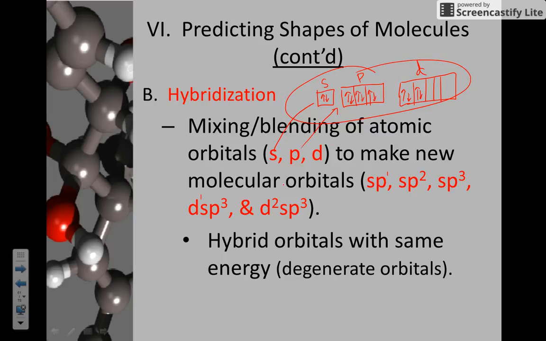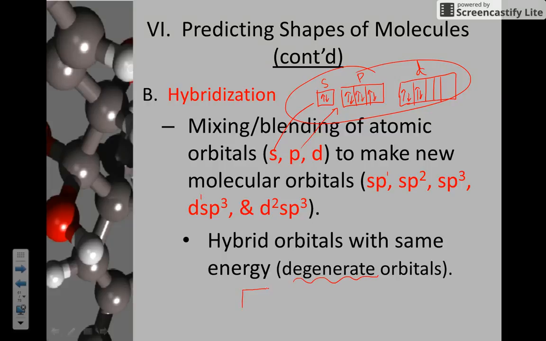All right, so hybrid orbitals that have the same energy are called degenerate orbitals. Normally your p orbital has a little higher energy. If you're talking about the atomic orbital, it has a little higher energy than the s orbital, but whenever they blend, they become degenerate orbitals. So they're considered to have the same energy.